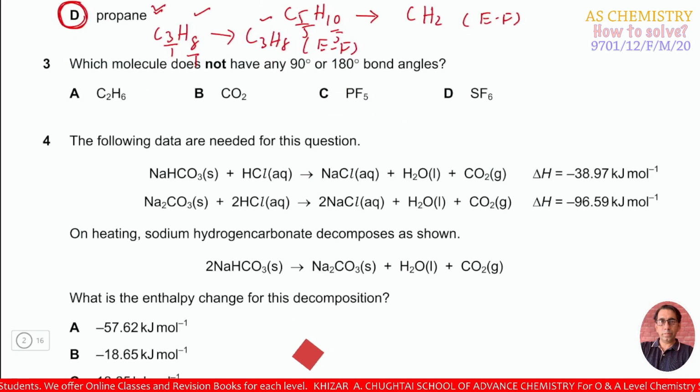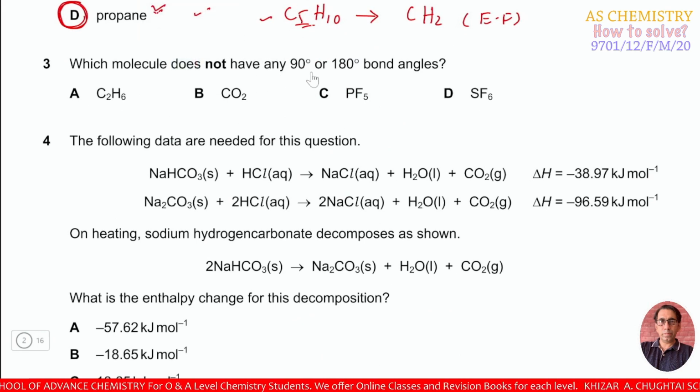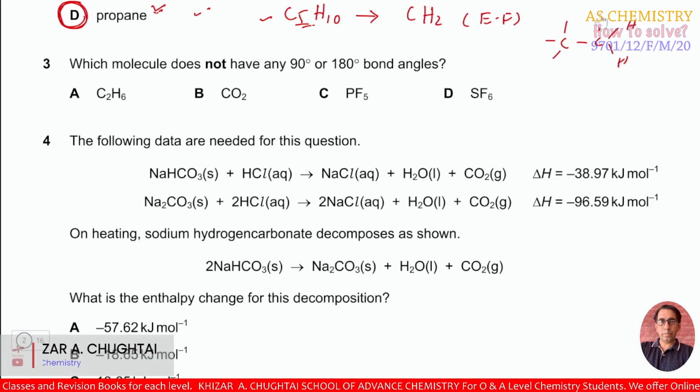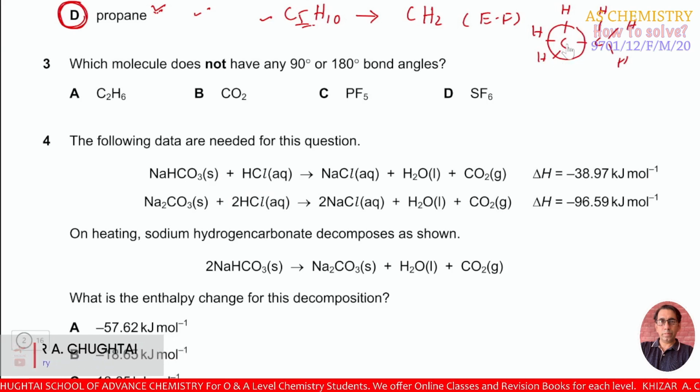The next question, question number 3. Which molecule does not have any 90 degree or 180 degree bond angles? Number 1 is C2H6. So here are the 3 hydrogens over here. And how many bond pairs surround this carbon atom? That is equal to 4 bond pairs.